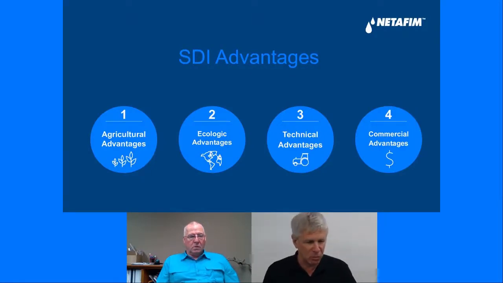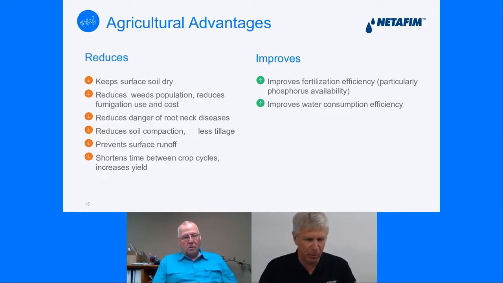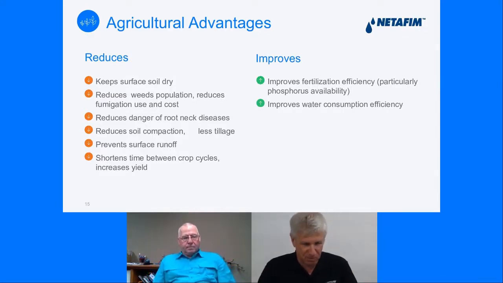Okay, so what are the advantages? When we're speaking about agricultural advantages, it's keeping the surface area dry, meaning that because of this, we get less weed population, and it means that we need to use less herbicide compared to some other methods. On the same spot, we're speaking about danger of root neck disease. They are decreasing to a large extent because you don't create moisture condition in this zone. Reduce soil compaction, less tillage, prevent surface runoff, especially in soils that have high sodium concentration or heavy soil with low infiltration rate.